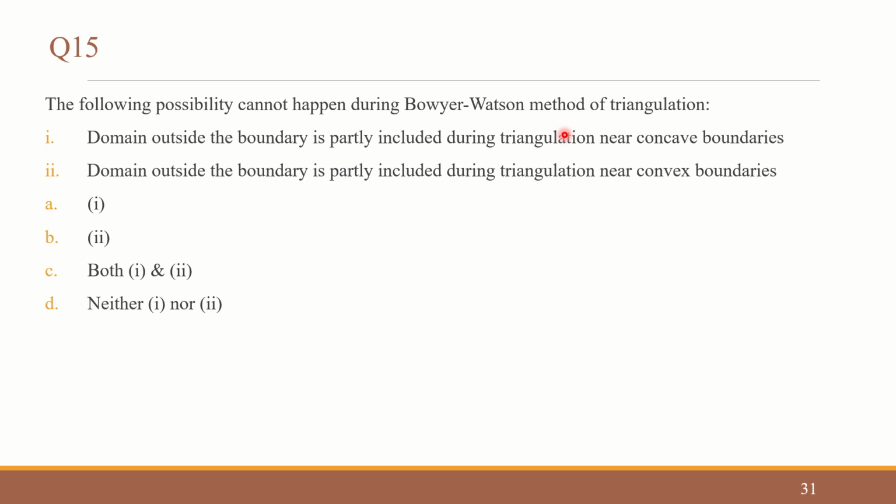So in concave boundaries the possibility is there slightly, but in convex domain it cannot happen. So the answer is it cannot happen in convex boundaries. Bowyer-Watson method of triangulation cannot include the domain outside the boundary partly during triangulation near convex boundary. So second statement is the right answer. Option B is the right answer.